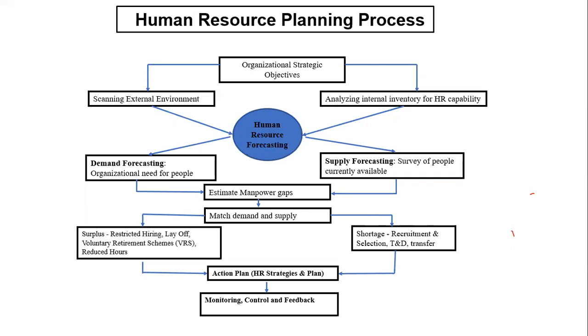Alternatively, whenever there is a surplus, some of the action plans that can be employed to mitigate the situation include placing a ban on recruitment and selection. And that is what I've written here as restricting hiring. In the first place, you are having so many hands chasing few jobs. So it wouldn't be cost-wise to embark on an additional recruitment exercise.